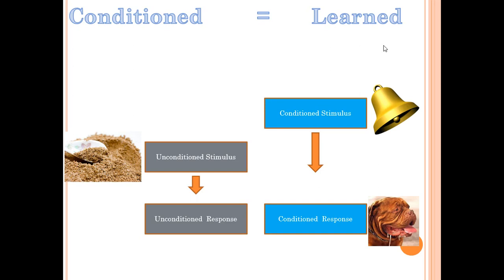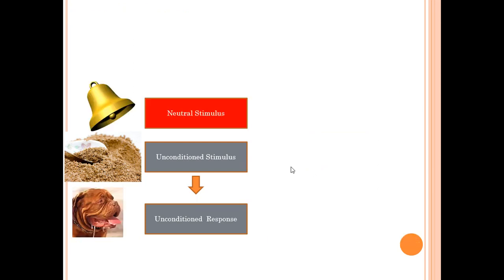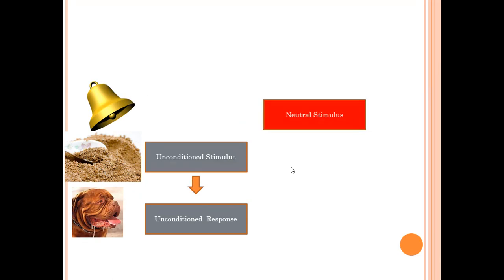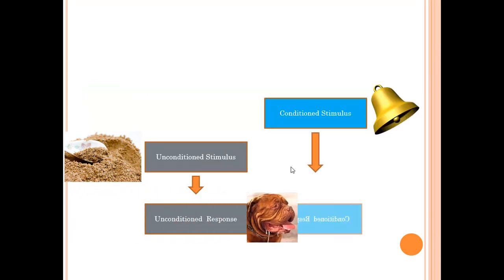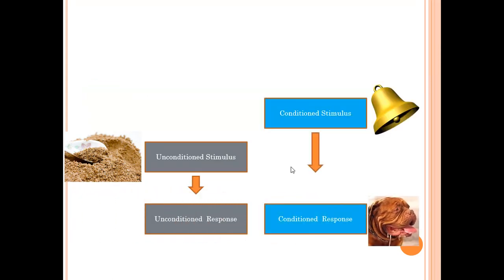You'll notice that it's the same response. The unconditioned response and the conditioned response, they're both salivation. And the same thing is true with the conditioned stimulus and the neutral stimulus. Both of those are the same. They're both the bell. It's just that in the beginning, the bell doesn't give you a response, and then at the end, the dogs have learned to respond to the bell by salivating.